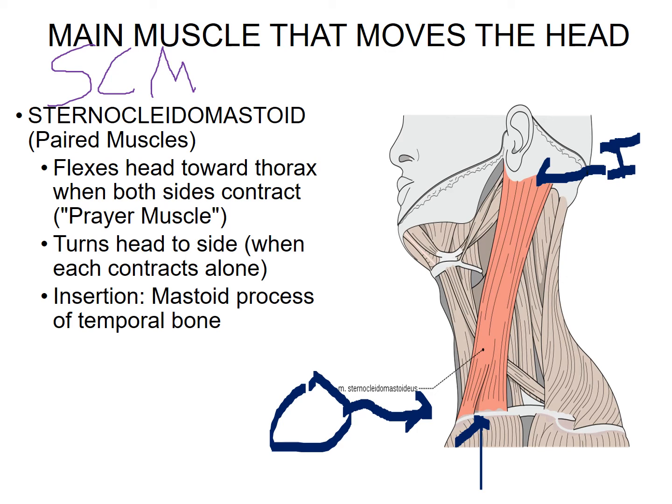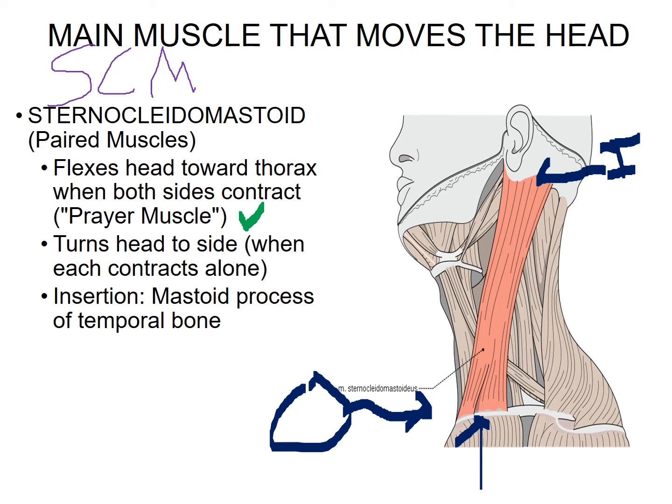So what does this muscle do? It has multiple actions, but the main one is flexion. It actually flexes your head. So they call this in some circles the prayer muscle. If you pray yourself or if you've watched others pray, a lot of times they bow their head to pray. And that's one of the sternocleidomastoid's main movements or roles, to help you do that. Kind of bow, tuck your chin down toward your chest.